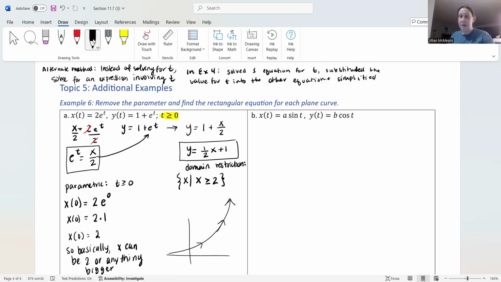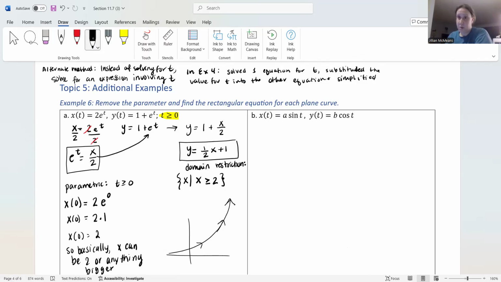Now example B, I do encourage you, I kind of have a memory of this. It's been 17,000 million years ago, 7 years at least, since I was in calculus, and I have this vague memory of these coming up. So these are important.